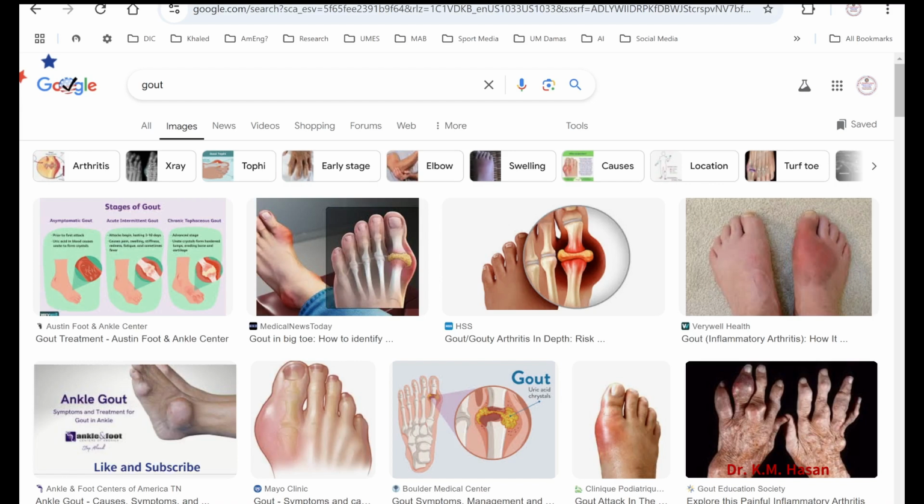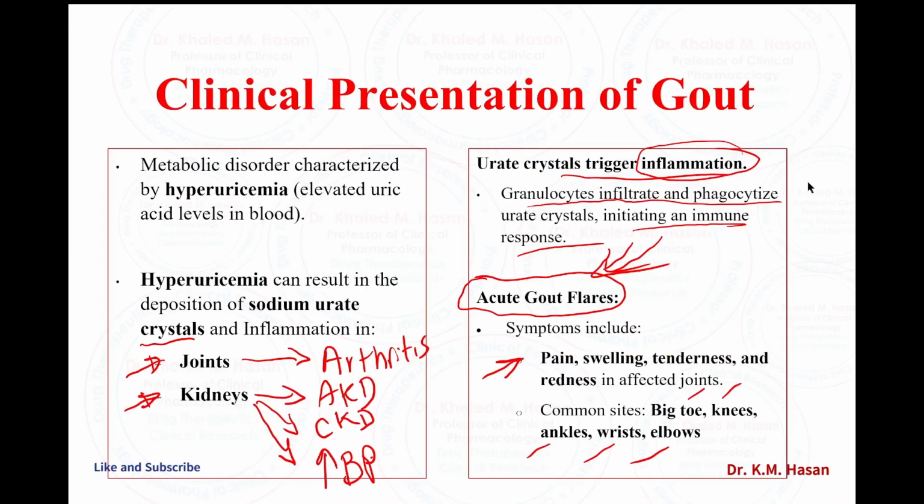Okay, in this website from Google Images, you can see several images indicating that gout precipitates crystals on the joint and causes inflammation, pain, and immune response. Okay, this is number one. Number two, we are going to speak about crystals here. So you can see the crystal here in this slide. We can talk about crystals.